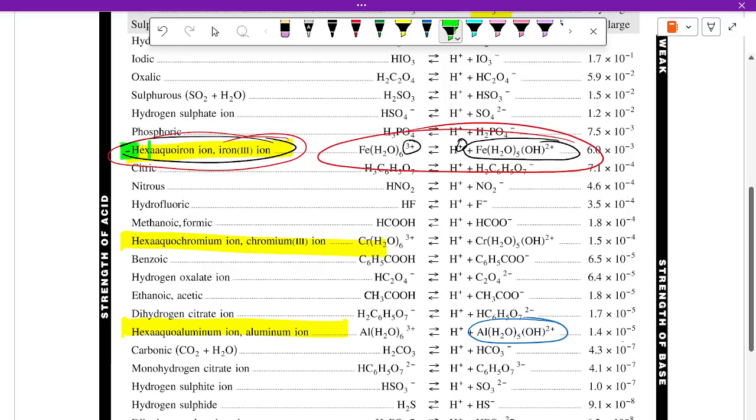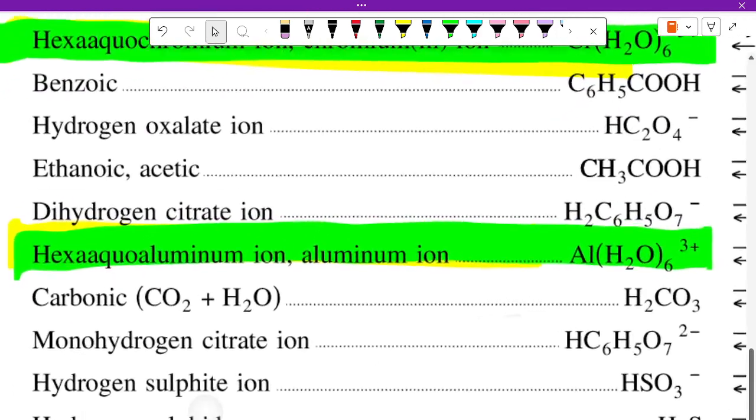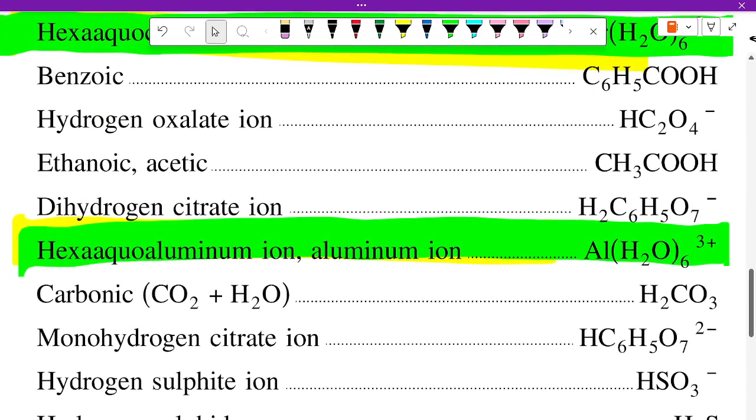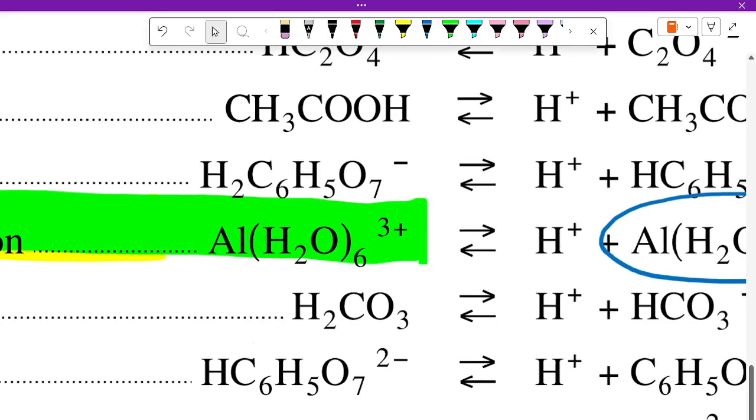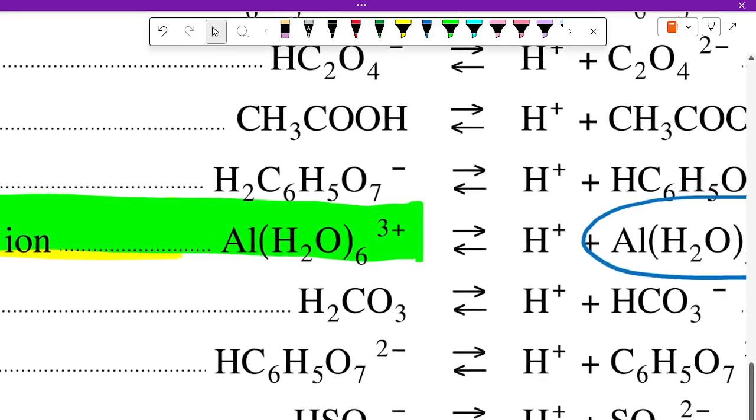So you're going to look for hexaaquo iron, hexaaquo chromium, hexaaquo aluminum. They're those really big, long names. And that will show you exactly what they do. So for example, we are going to not just write Al 3 plus, we're going to write Al(H2O)6 3 plus.